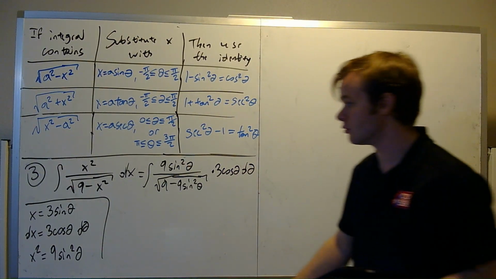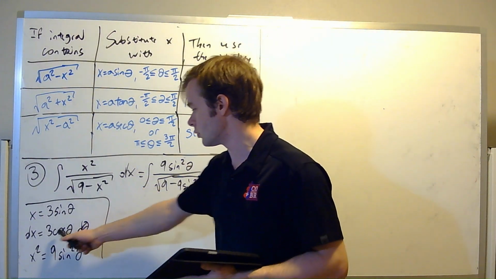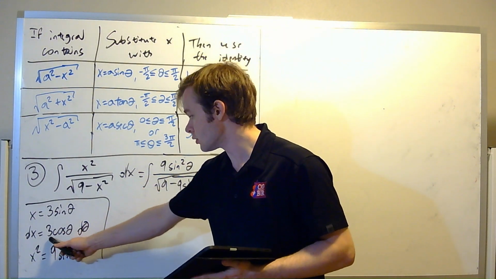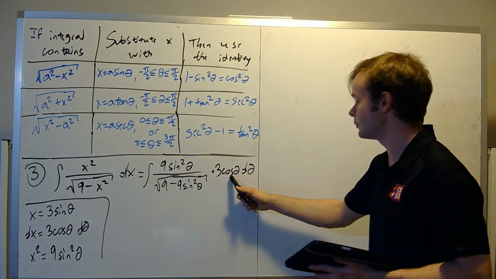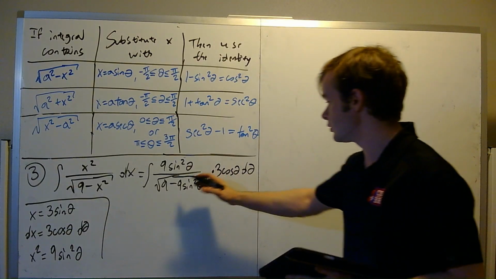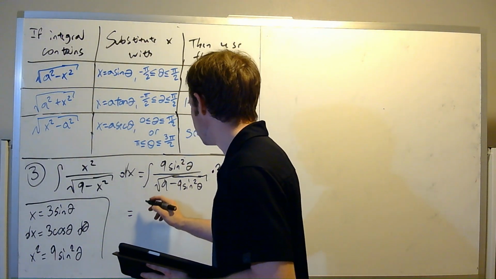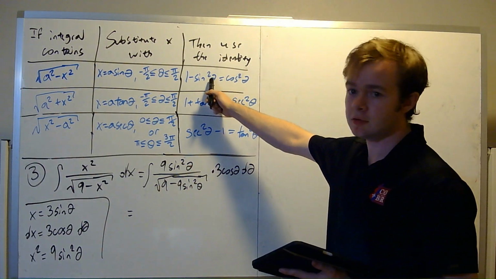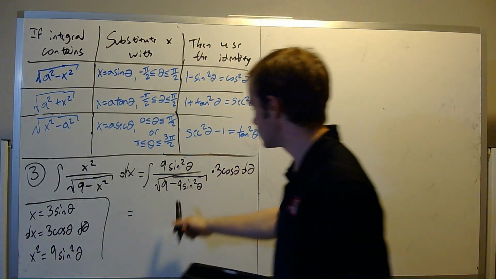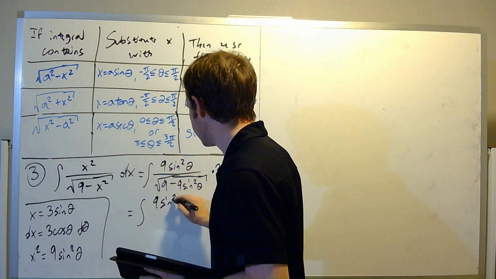Okay, so it's important to remember that we're not just replacing dx with d theta, we have to replace it with whatever we found here. Here we found 3 cosine theta d theta, so that's what I replaced it with here. Okay, and now we just need to simplify this a little bit. We need to use this identity, so we want to try to use that identity.